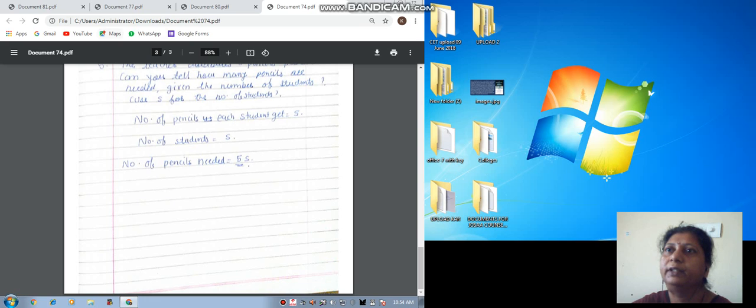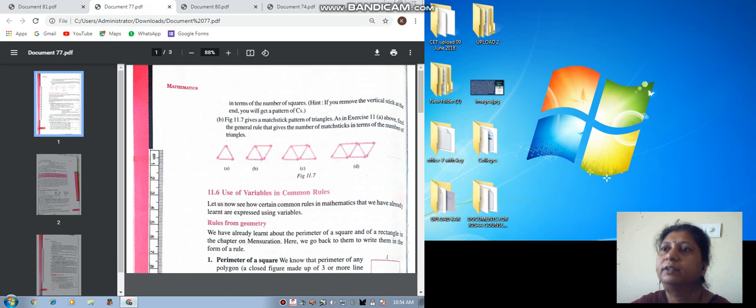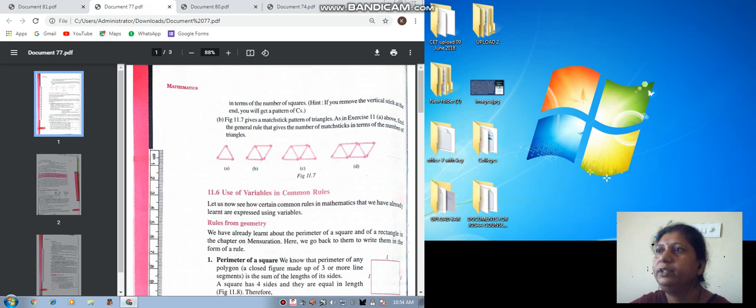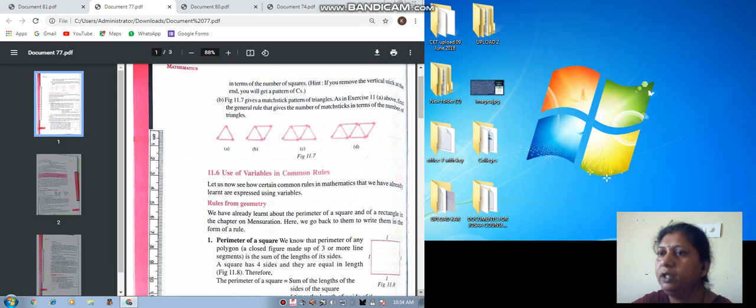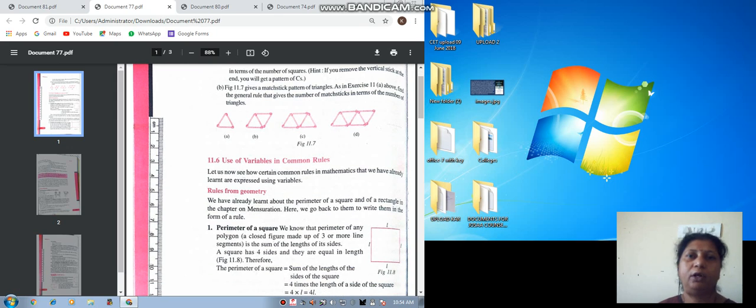Okay, fine. So we will see the next. Then we study the use of variables in various forms. That means variables can be used in algebra, geometry, and in forming the formulas of shapes, that is area of square, perimeter of rectangle, right? Then the circumference of a circle. Get it?